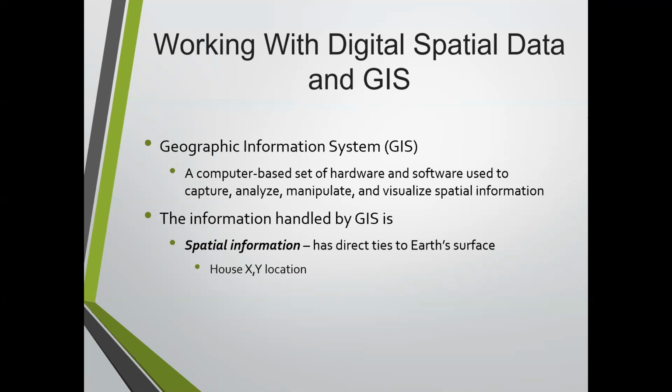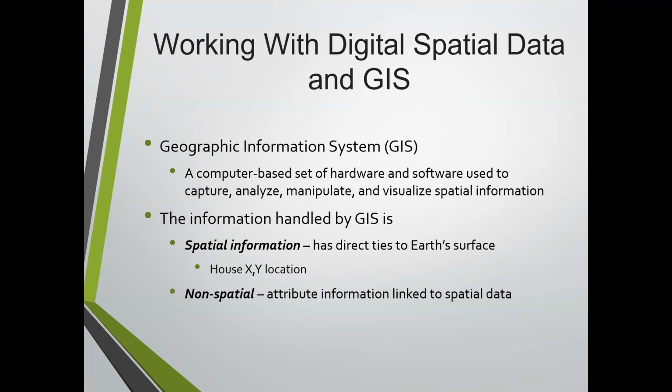So for instance, examples of what we're talking about in terms of spatial information would be a house's X and Y location. That could be the centroid of the house, not necessarily each corner. So they don't necessarily get as detailed as we do when we look at our civil type software, but at least we have a definite tie to it.